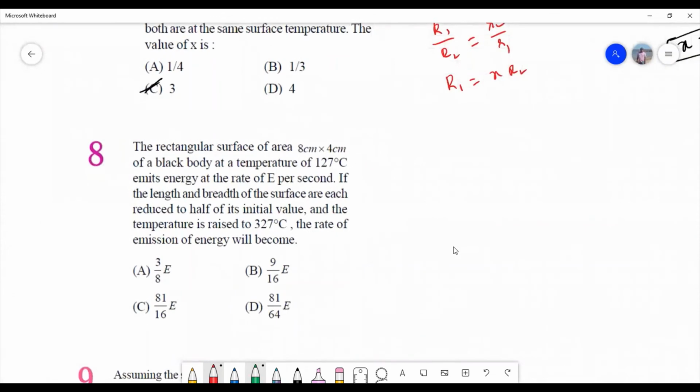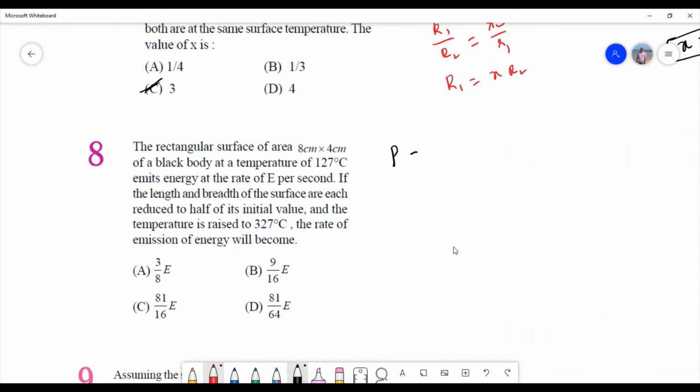Now let's move on to problem number 8. The rectangular surface of area 8 into 4 of a black body at temperature 127 emits energy at the rate of E per second. If the length and breadth of the surface are each reduced to half of its initial value and the temperature is raised to 327, the rate of emission of energy will become.